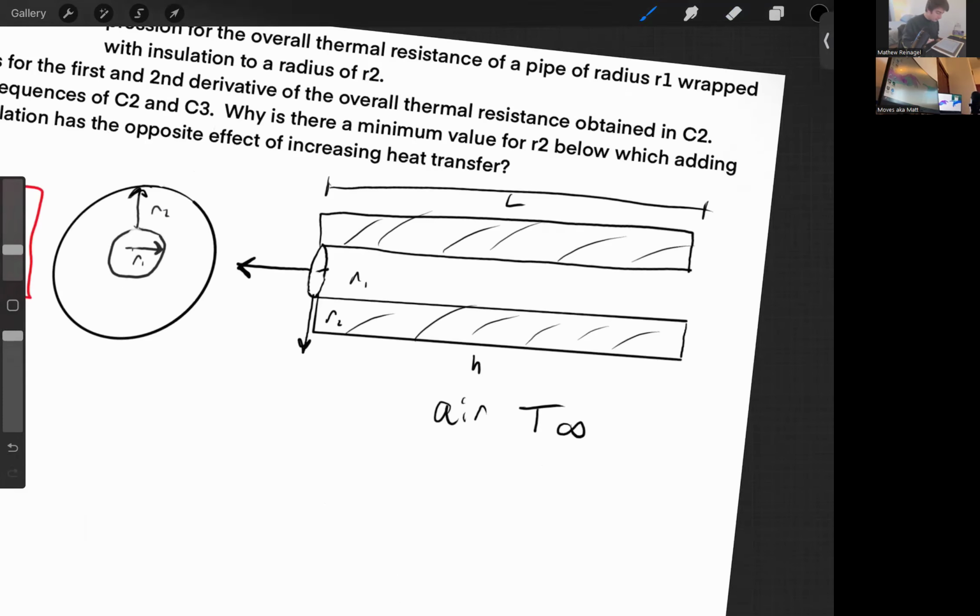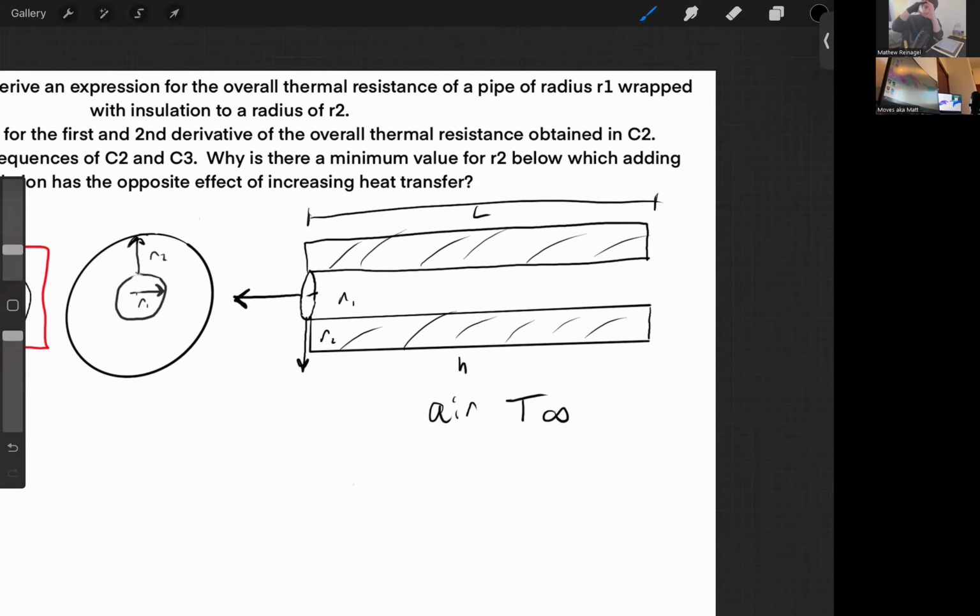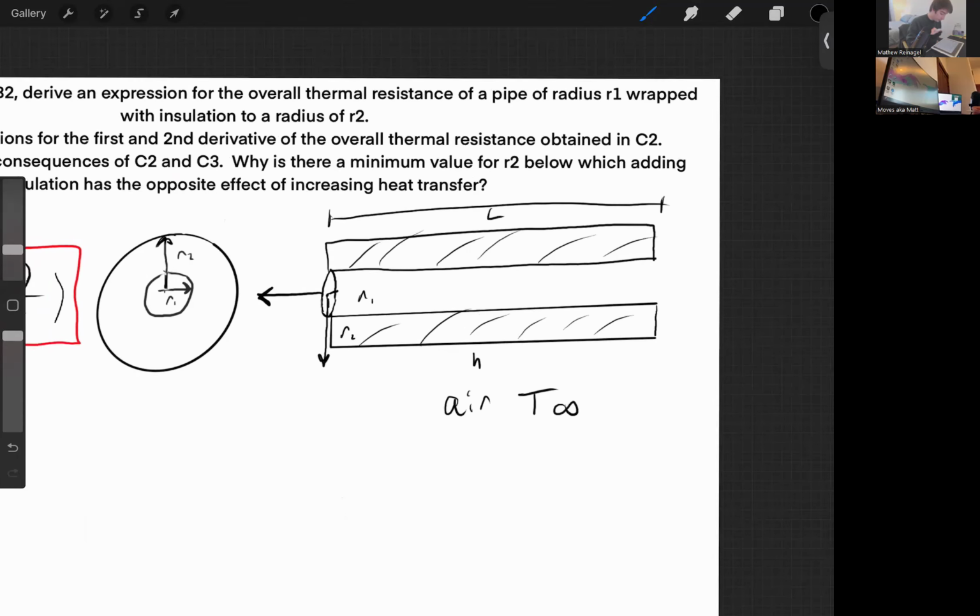So we have this pipe that's surrounded by a layer of insulator with the length of it, I'm just going to call it L in this case. We have our first radius, which is just showing the inner radius of the pipe, or just the radius of the pipe itself. And then we have R2, which is the total length of both the insulator and the pipe together as the radius.